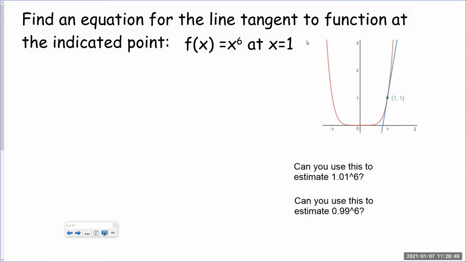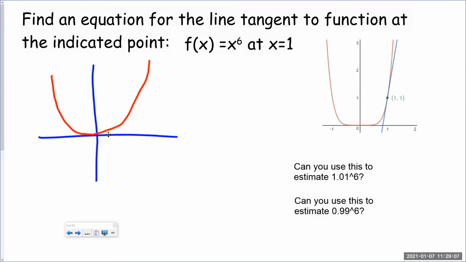We're going to do a tangent line problem here. And what I want to do is figure out the tangent line for this function, x to the 6 at x equals 1, okay? If you go to your calculator and you graph x to the 6, what you'll see is that it looks a lot like x squared. It's just a little flatter on the bottom, okay? But it looks a lot like x squared.